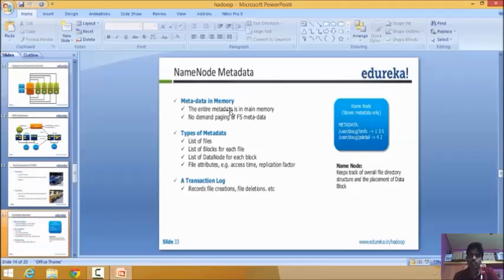This is the perfect technique for processing the data. That is why Hadoop is evolving day by day. Understand? If you have any doubts, please leave the comments below. Let's move further.